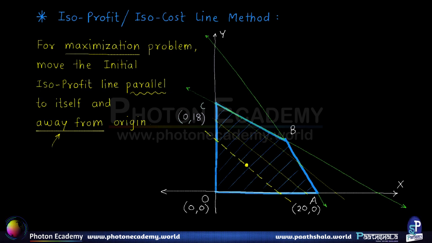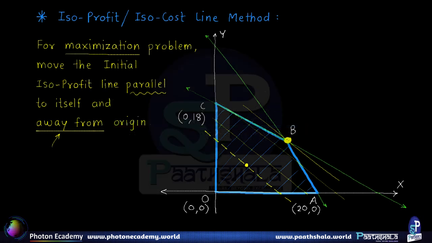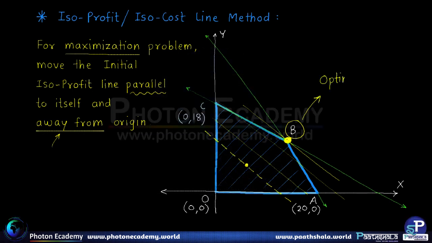In doing this, a stage will come where it is passing through the last point of the feasible region, after which it goes completely out of the feasible region. So we have to find out that last point of the feasible region through which the isoprofit line passes before it goes completely out, and this particular point is precisely the optimal solution of the LPP. This is the same point which we got in the corner point method also.